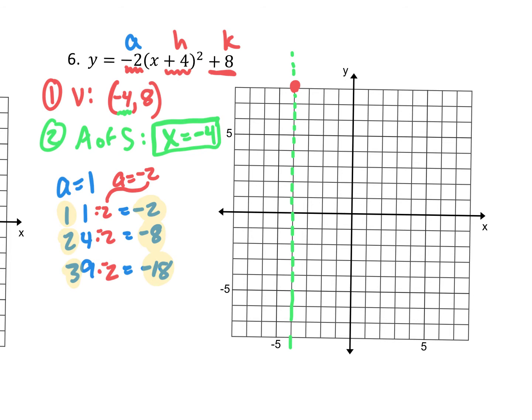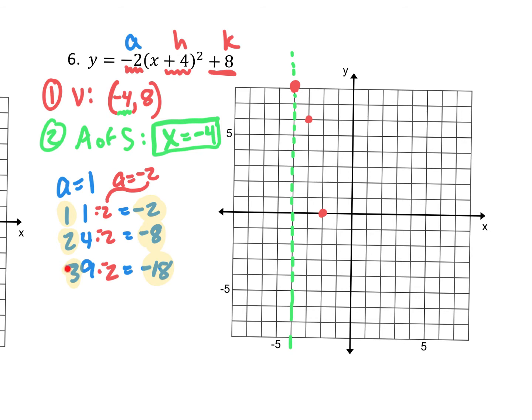Now the reason why I said it doesn't matter if you include that negative, because as long as you remember that it's opening down, you don't need that negative sign right there. But if you want to include it, go ahead. It's actually a little more clear that you're going to go 1 over 2 down with that. So let's go 1 over 2 down, and we'll get that dot right there. Let's go back to the vertex and go 2 over 8 down. So 2 over 8 down, that will be right there on the axis of symmetry.